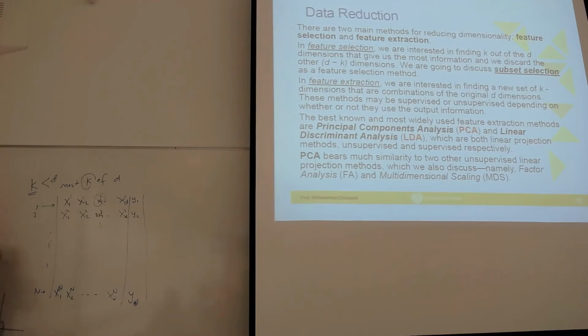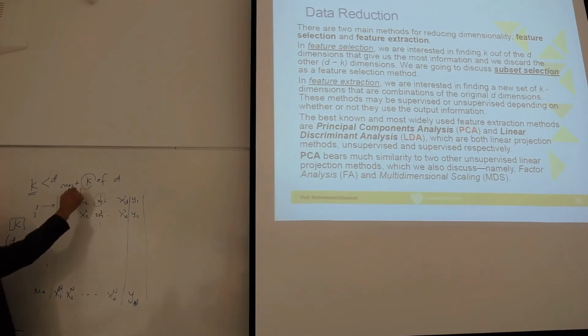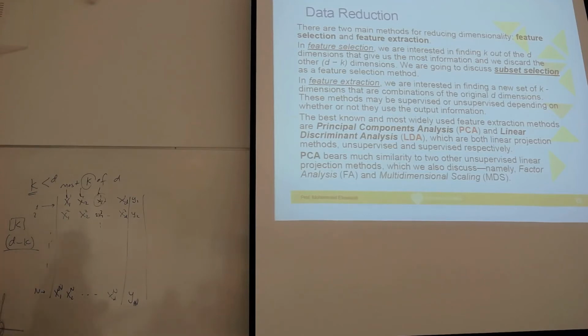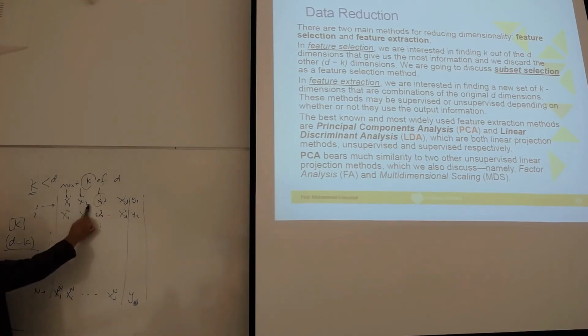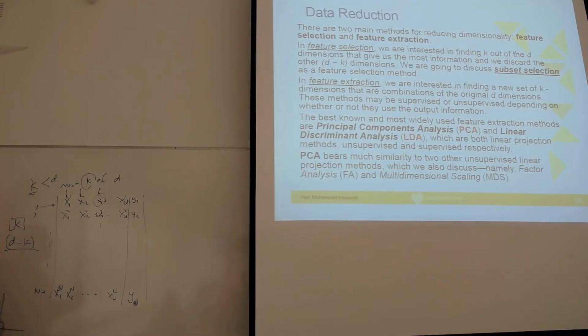So in that case, D minus K of the dimensions are just thrown away from the data, and we take only K inputs. We are looking for K inputs out of this data. We will see how to do it. This is called feature selection. So we select some features, because those are features, or attributes. We are looking for the most important features that will affect our result.